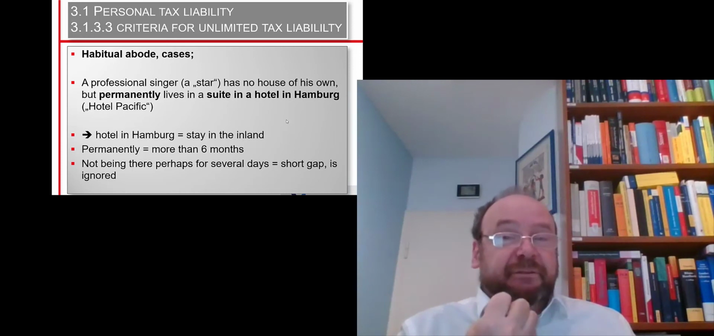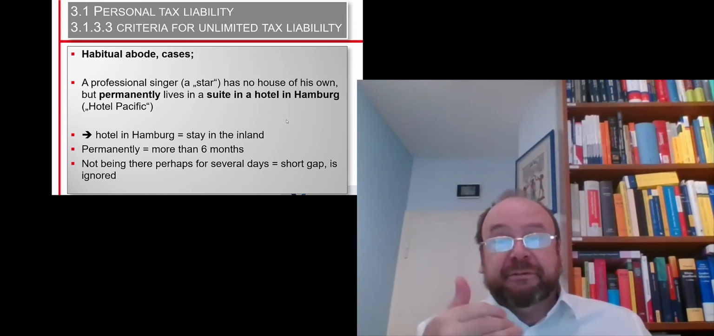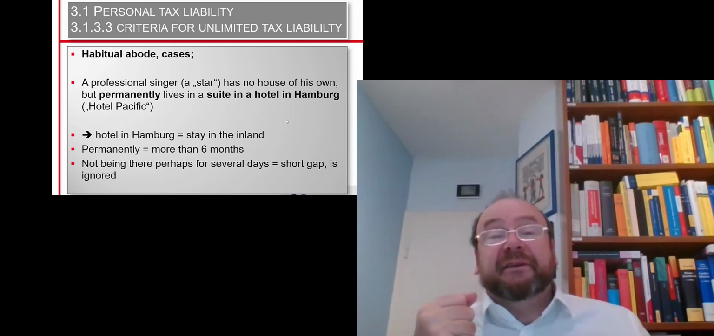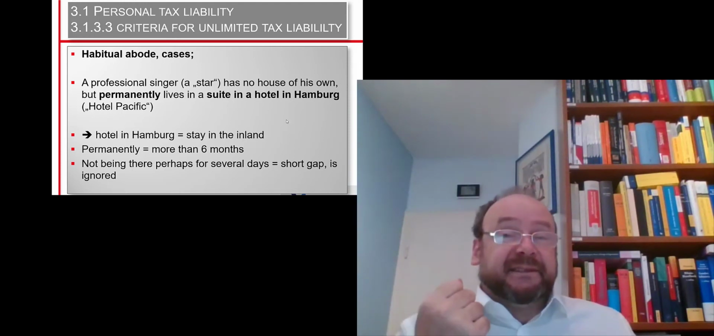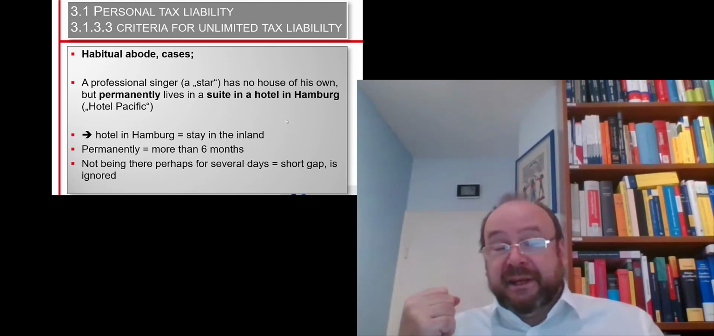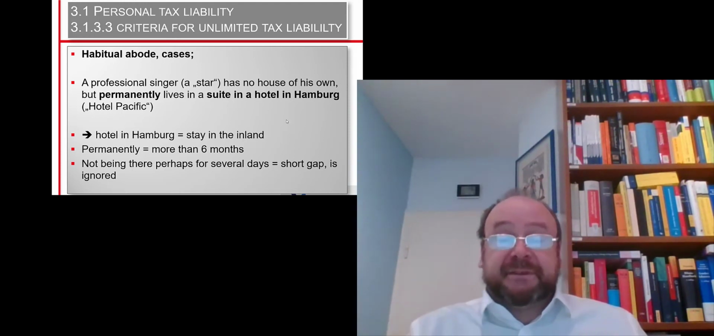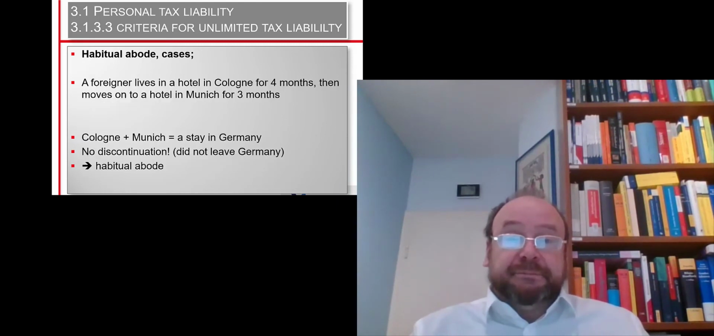If you leave the inland in the meantime for 3 or 4 days, nobody would think that this person no longer lives in that hotel in Hamburg. So short gaps are ignored.